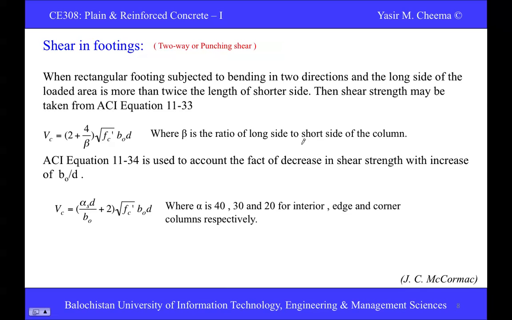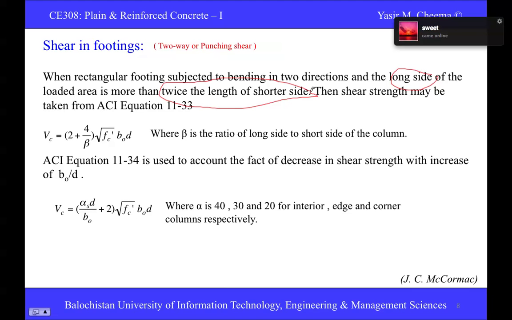Further, for two-way shear in footings, this is for column footings, when rectangular footings are subjected to bending in two directions. The previous one we discussed was for the square footings. So when rectangular footings are subjected to bending in two directions, and the long side, we need to watch one more thing: the long side of the loaded area is more than twice the length of the short side. Need to understand these two things very carefully.